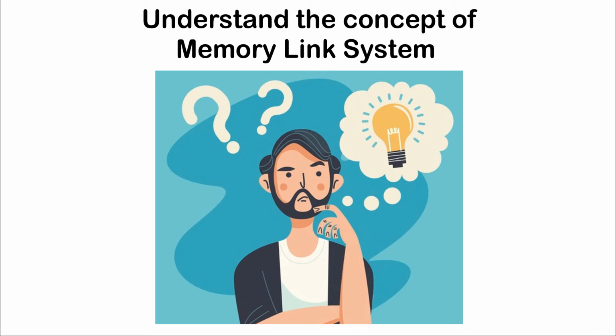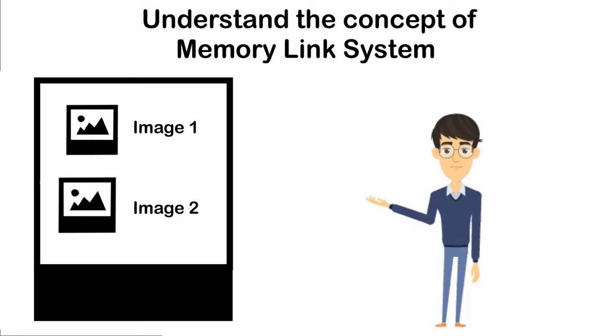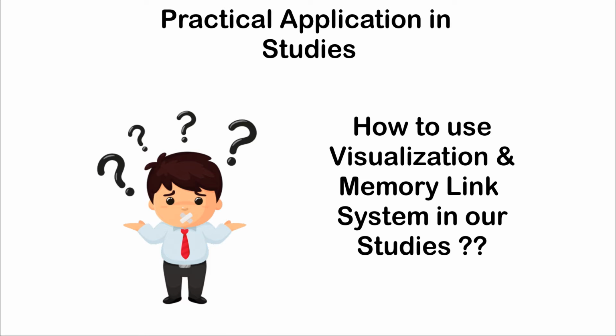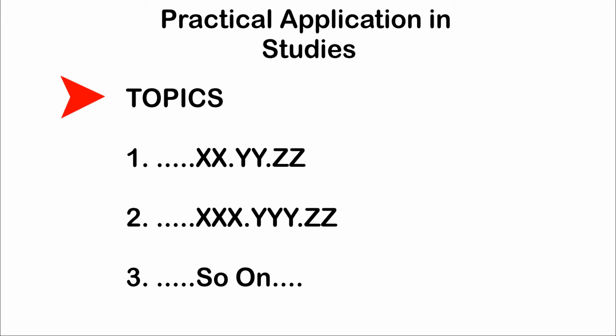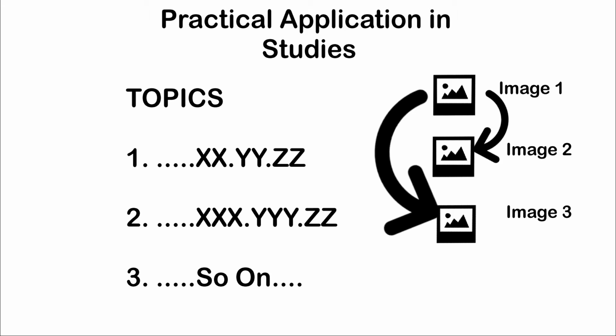Now, let us briefly understand the concept of memory link system. In this system we try to link two images for memorization process, in such a way that if you are asked first image you can easily recall the second image and vice versa. Let us understand practical application of these systems in our studies. In our studies, we have topics, and then the topics have several points. Like this. We can convert the topic as image 1. And each point is image 2, image 3 and so on. And finally we can link them. Let us see how this works.